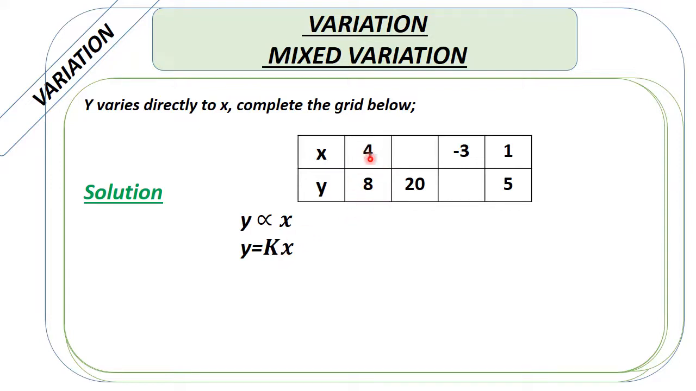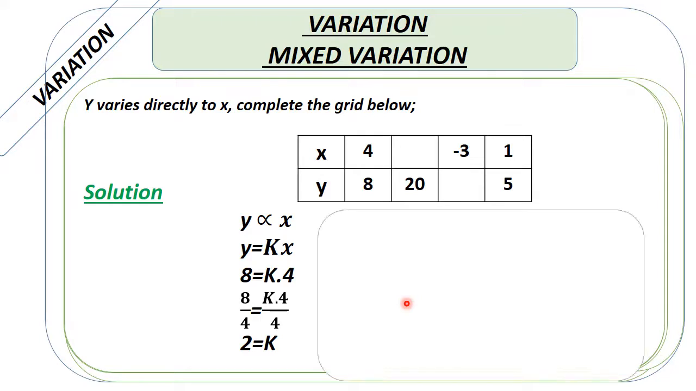So I'll pick this one, 4 and 8. Where there's y, I'm going to put 8. Where there's x, I'm going to put 4. Doing that, I'm going to have 8 is equal to k times 4. So I'm going to divide both sides by 4, and the 4s are going to cancel. And 8 divided by 4 is going to be 2. So our k, or variation constant, is 2.